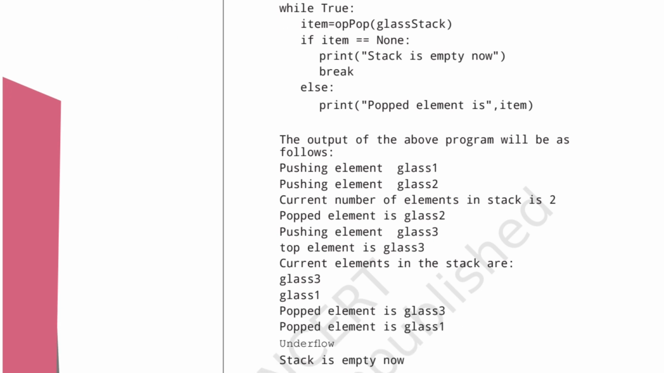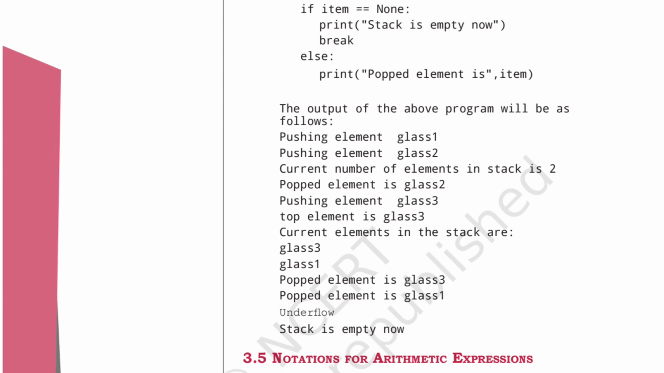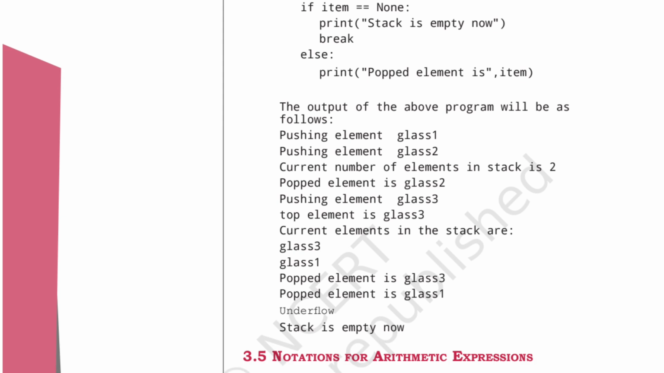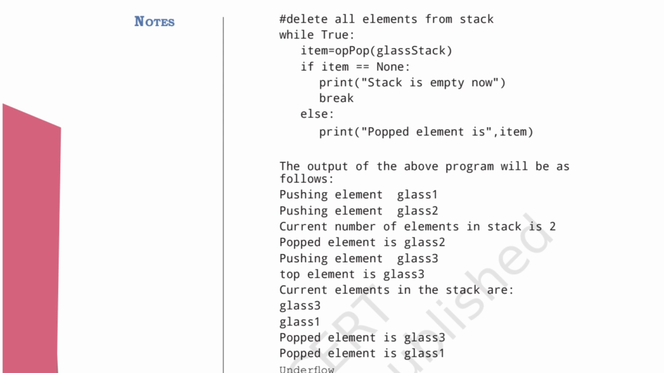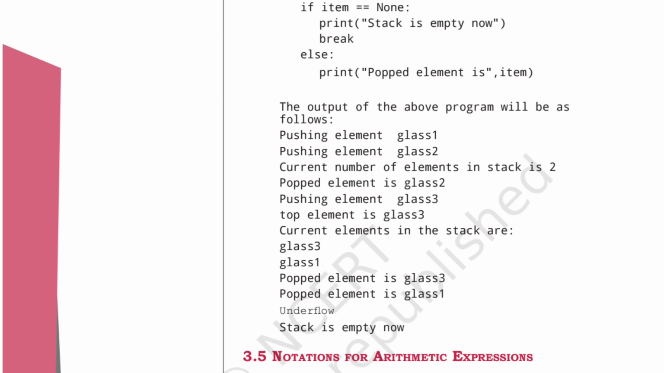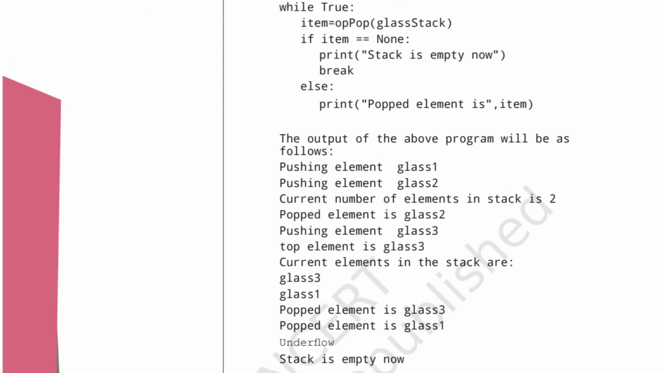So what is the output? This is the output. And lastly underflow is there because of pop, because we are deleting all the elements from the stack. So the stack is empty now. Okay.